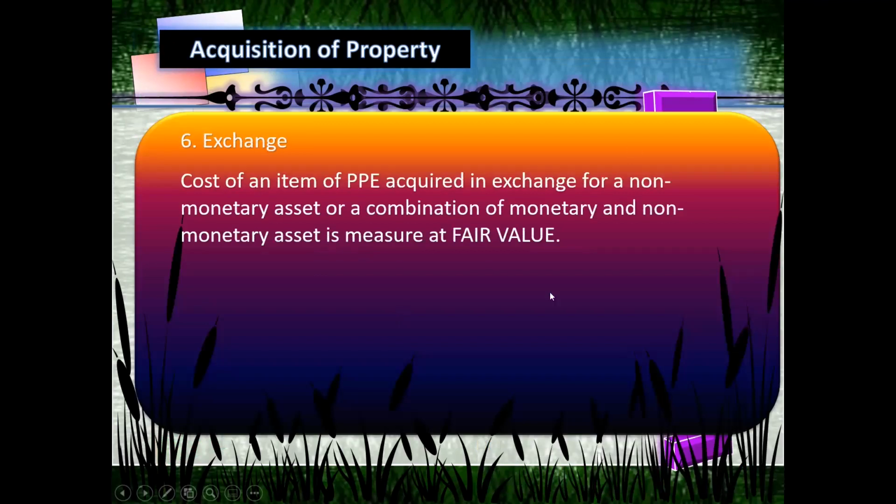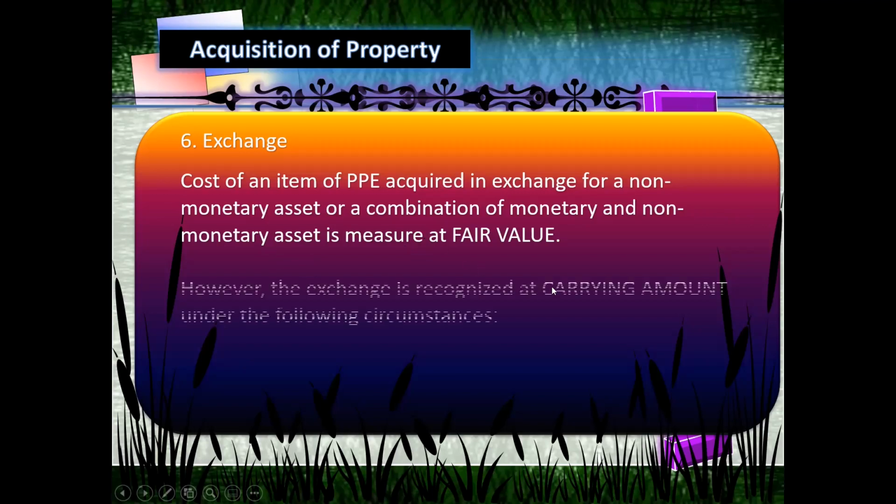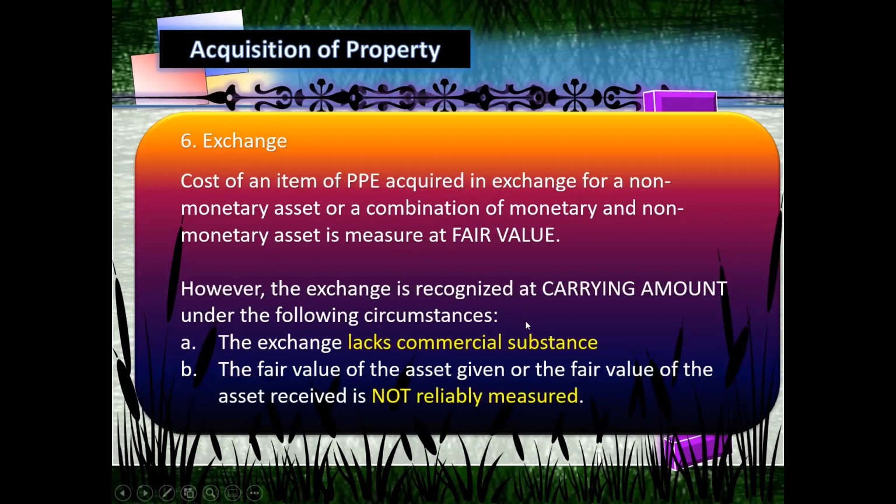Okay. Next, number 6, we have exchange. Ano naman ito ang exchange? So the cost of an item of PPE acquired in exchange for a non-monetary asset, so in short, hindi siya cash, or a combination of monetary and non-monetary assets, is measured at fair value. However, the exchange is recognized at a carrying amount under the following circumstances. So, pag ito present, meaning you have to measure your PPE at carrying amount.